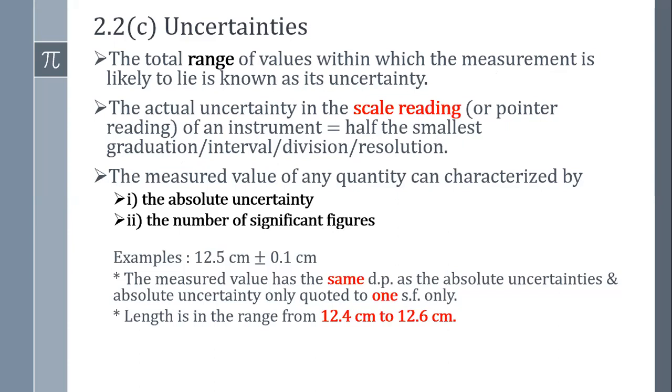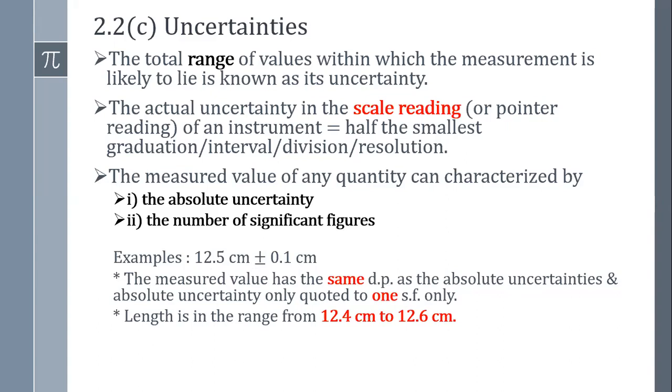The measured value, any quantity, can be characterized by absolute uncertainty. Number of significant figures: when you write these values, they must follow two rules. Look at the two rules down here. The measured value must have the same decimal places as the absolute uncertainty. For both readings, the 12.5 and 0.1, how many decimal places? Both are the same decimal place. Both have to be the same. If you write different decimal places, it's wrong. For example, writing 12.50 and 0.1 is wrong. They have to be the same decimal place.